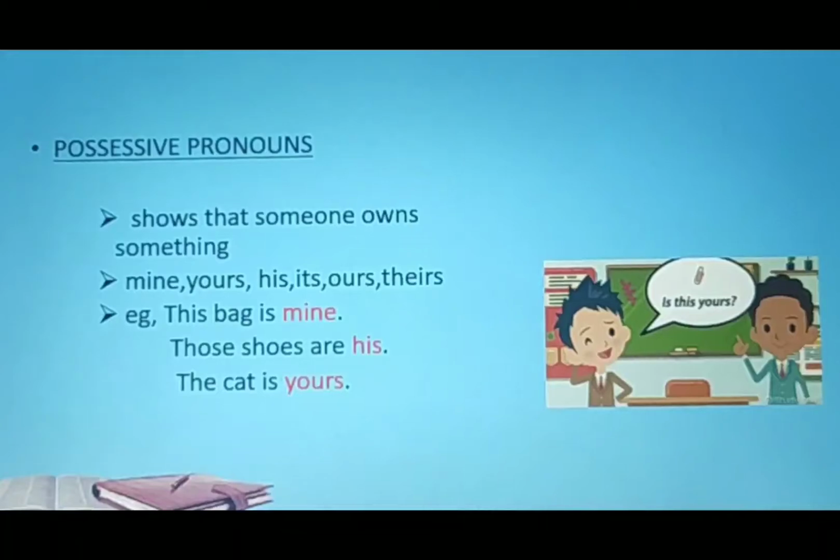Those shoes are his. For example, there is a pair of shoes and it belongs to Raj. So instead of writing those shoes are Raj's, we can write those shoes are his. So his shows that the shoes belong to Raj. The cat is yours. So it shows that the cat belongs to someone. It shows ownership of something.